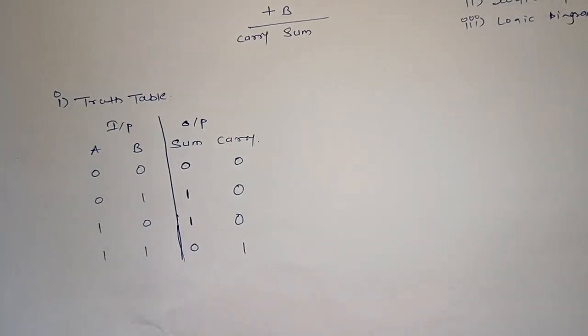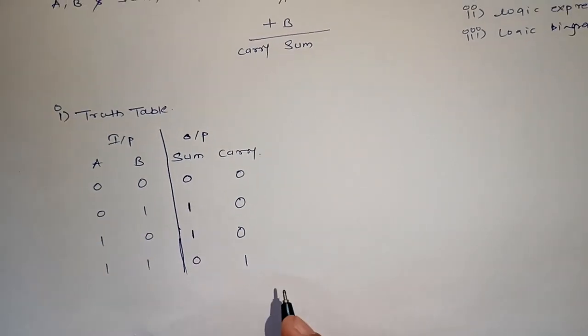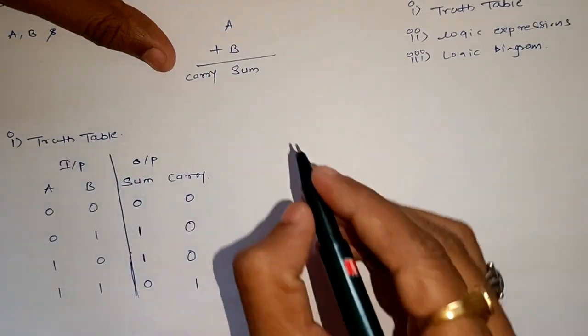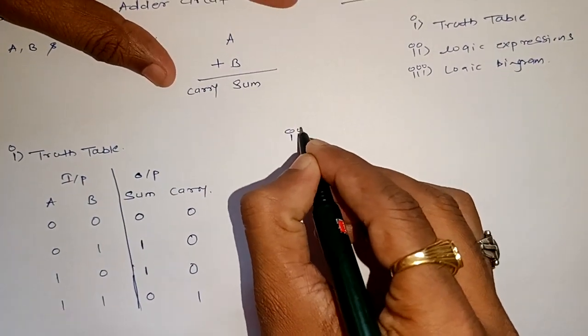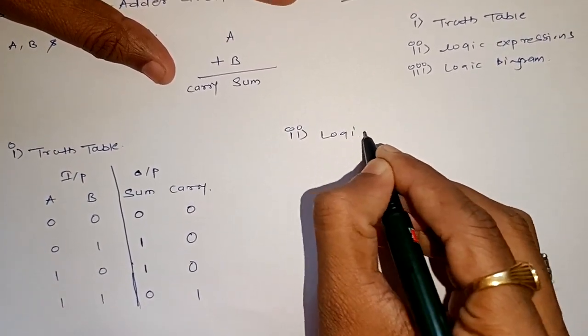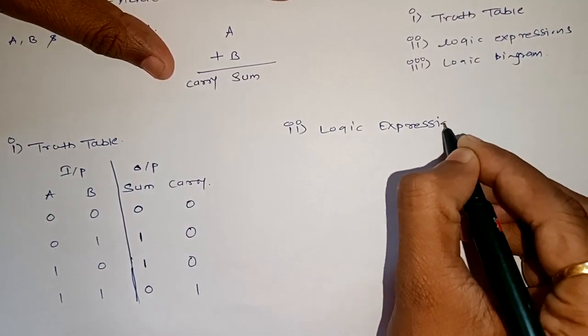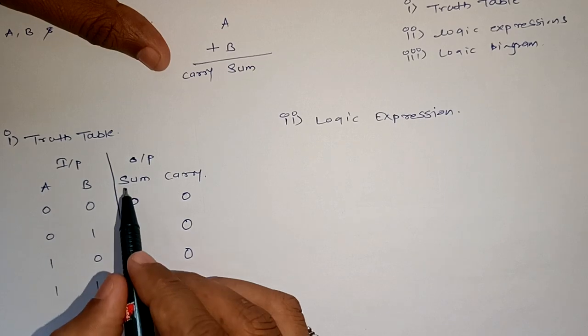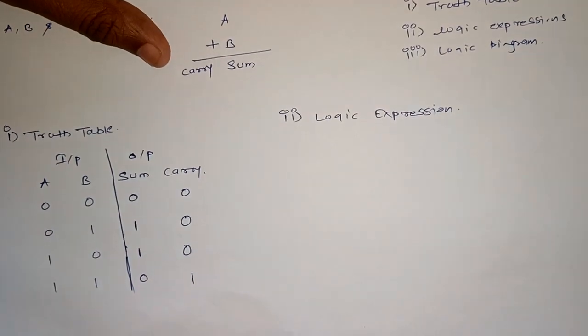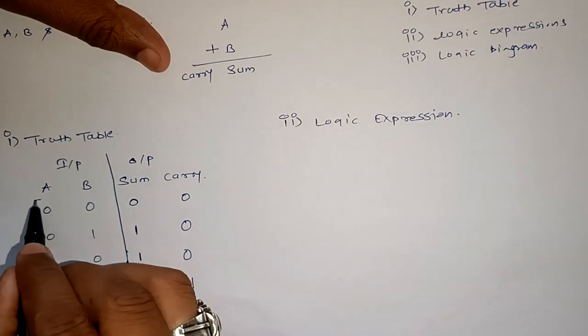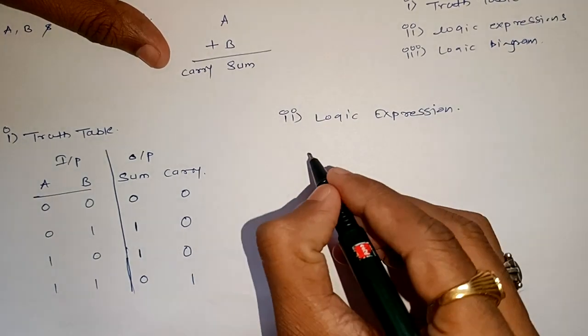Once the truth table is over, our second step will be to fetch the logic expression. We'll write this as logic expression. Now we have two output terms, sum and carry. For that case, we'll use a two variable K-map. I'm writing it here.